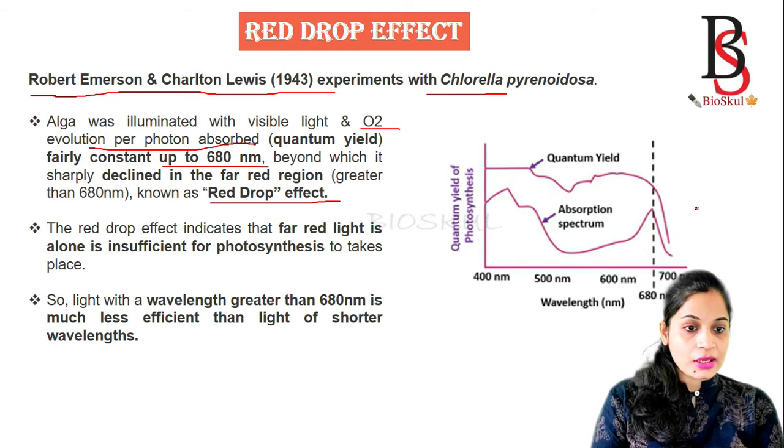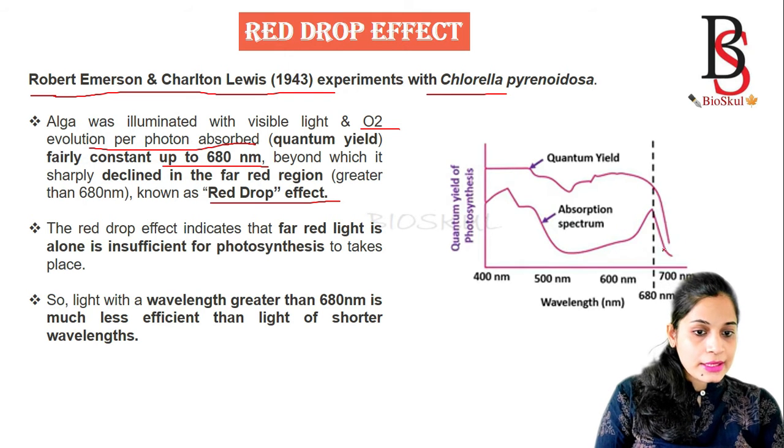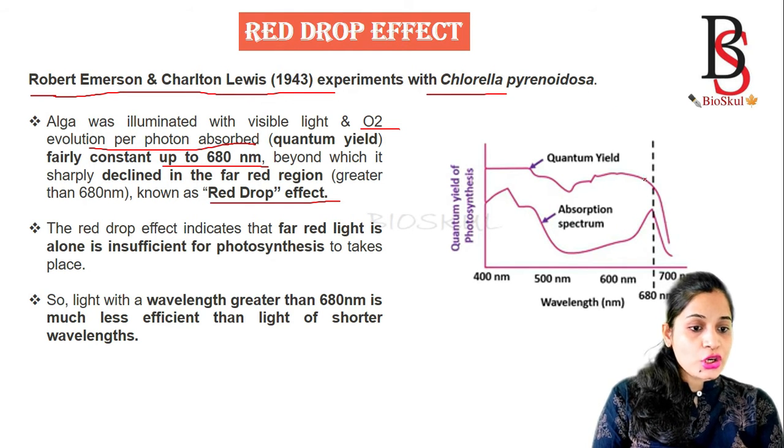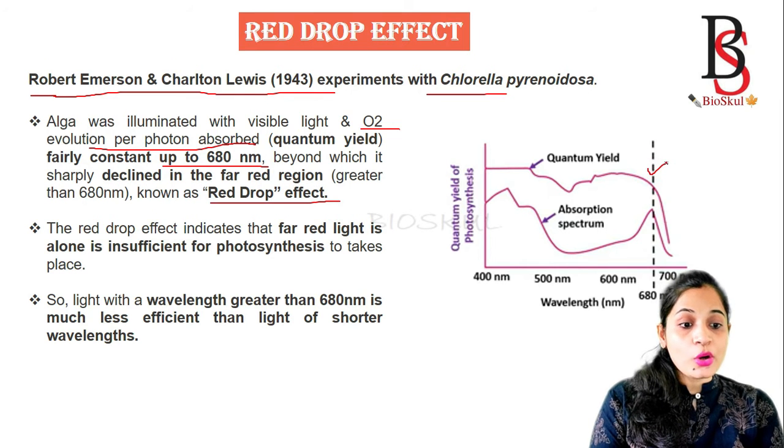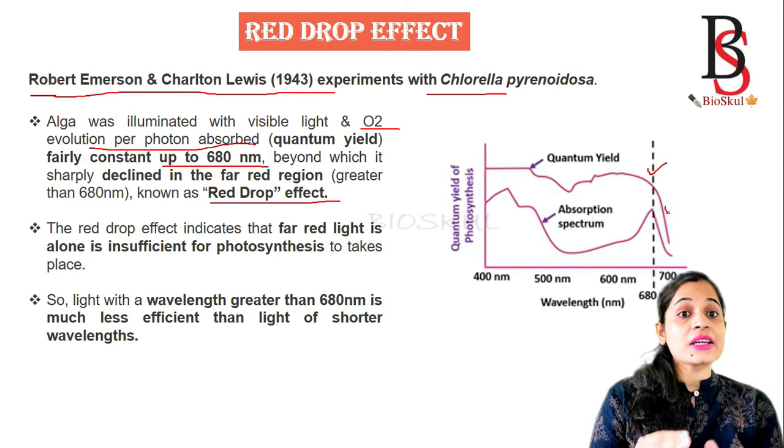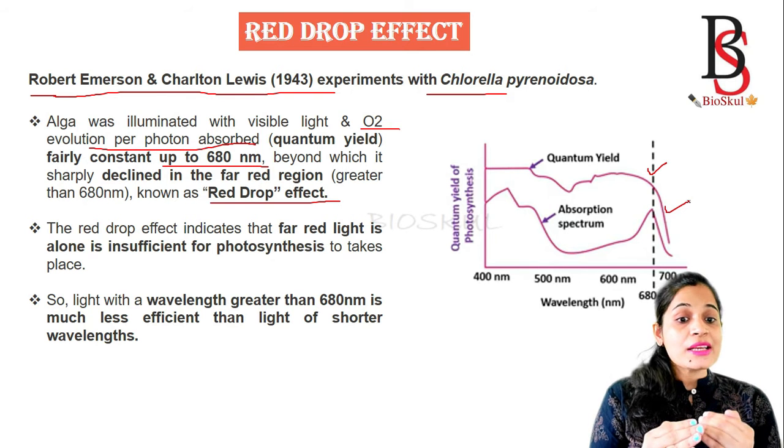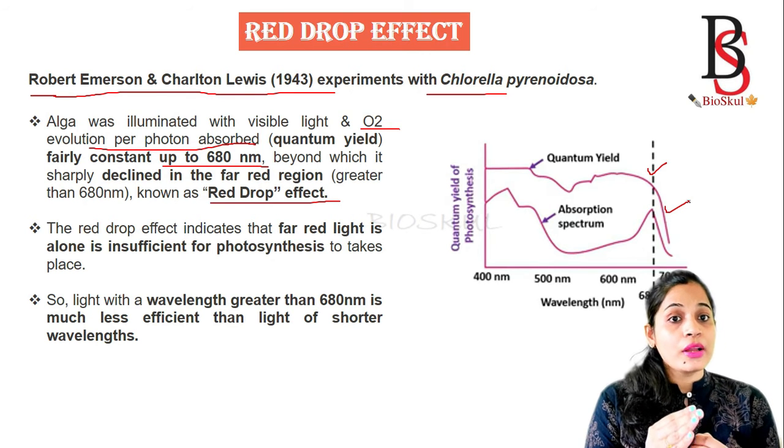So here in the graph you can observe that the quantum yield of photosynthesis is fairly constant up to 680 nanometer. But beyond that level, what happens? The quantum yield of photosynthesis declines. So it is known as the red drop effect.